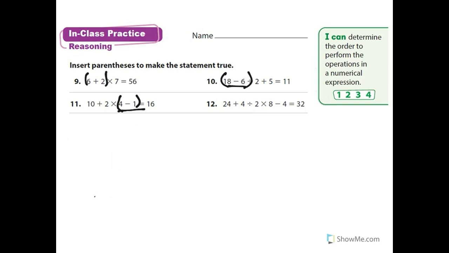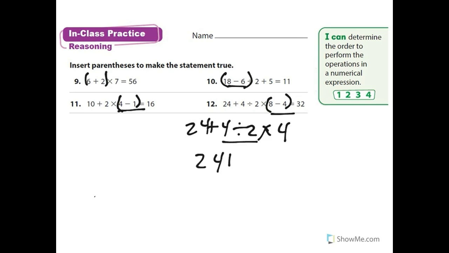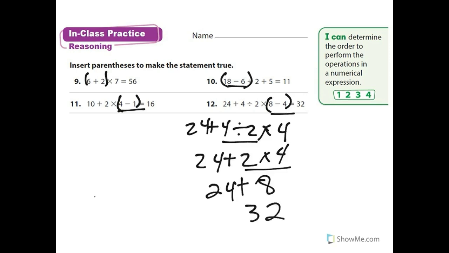Alright, number 12 was a hard one because in number 12, the parentheses go at the end. So 8 minus 4 is 4, times 2, divided by 4, plus 24. Then we do multiplication and division from left to right. So 24 plus 2 times 4. 2 times 4, multiplication comes before addition. 8 plus 24 is 32.